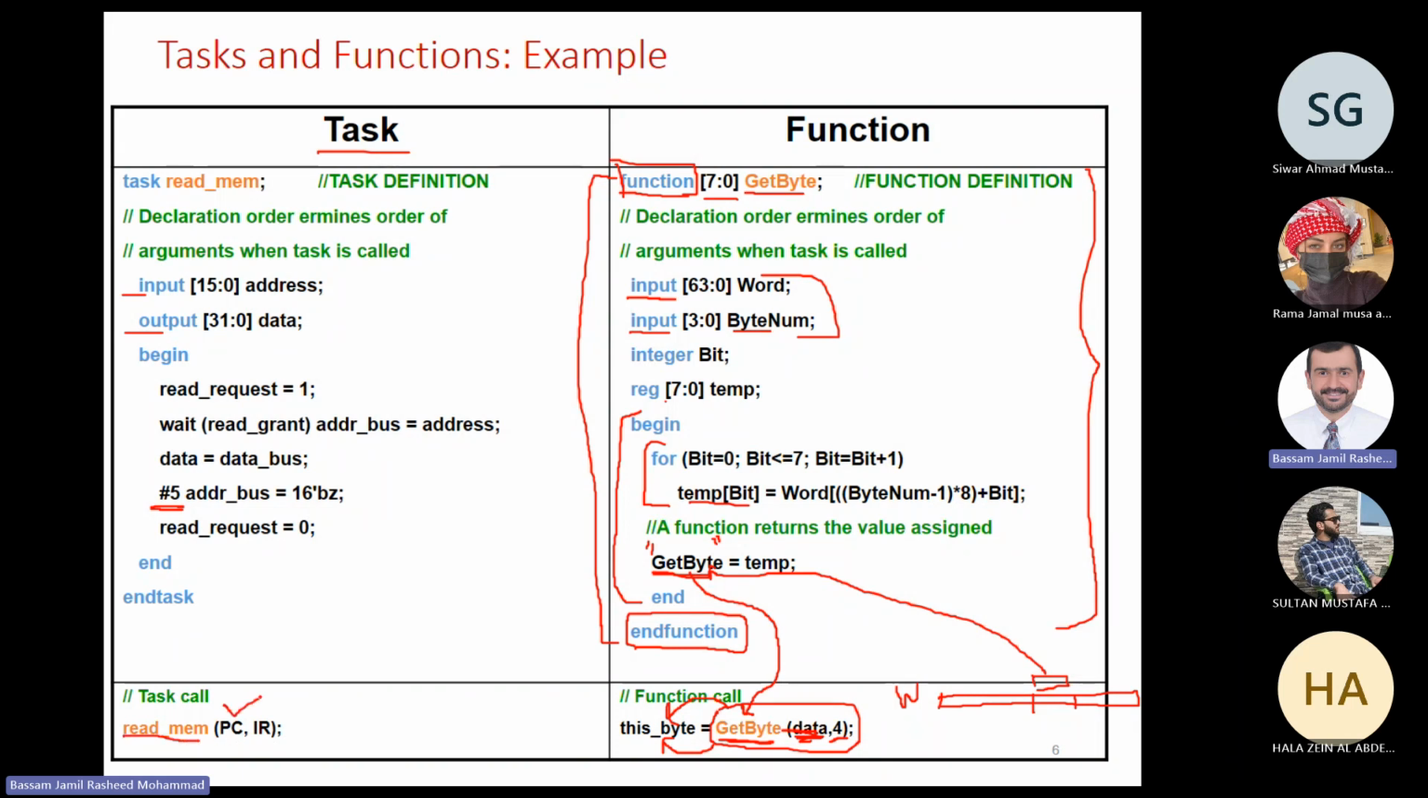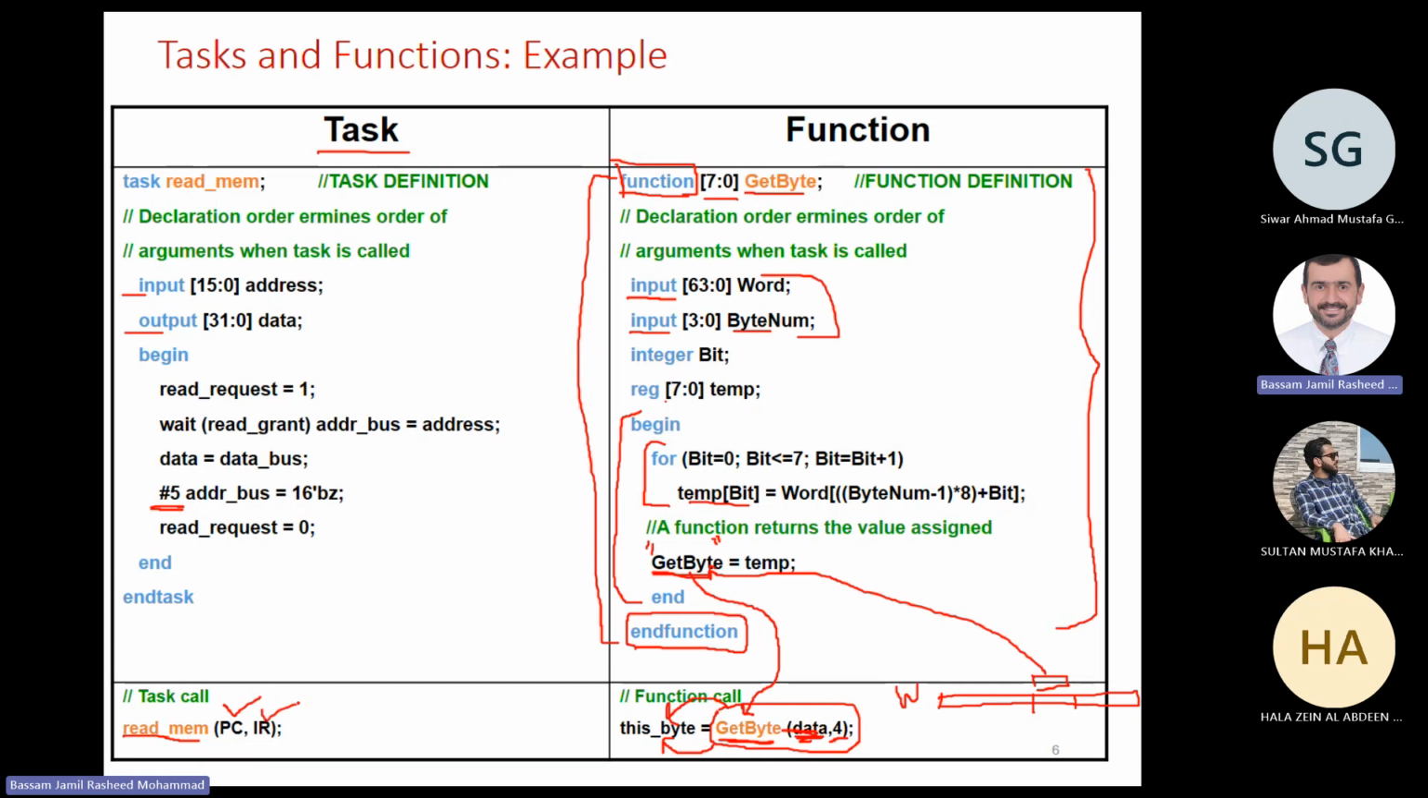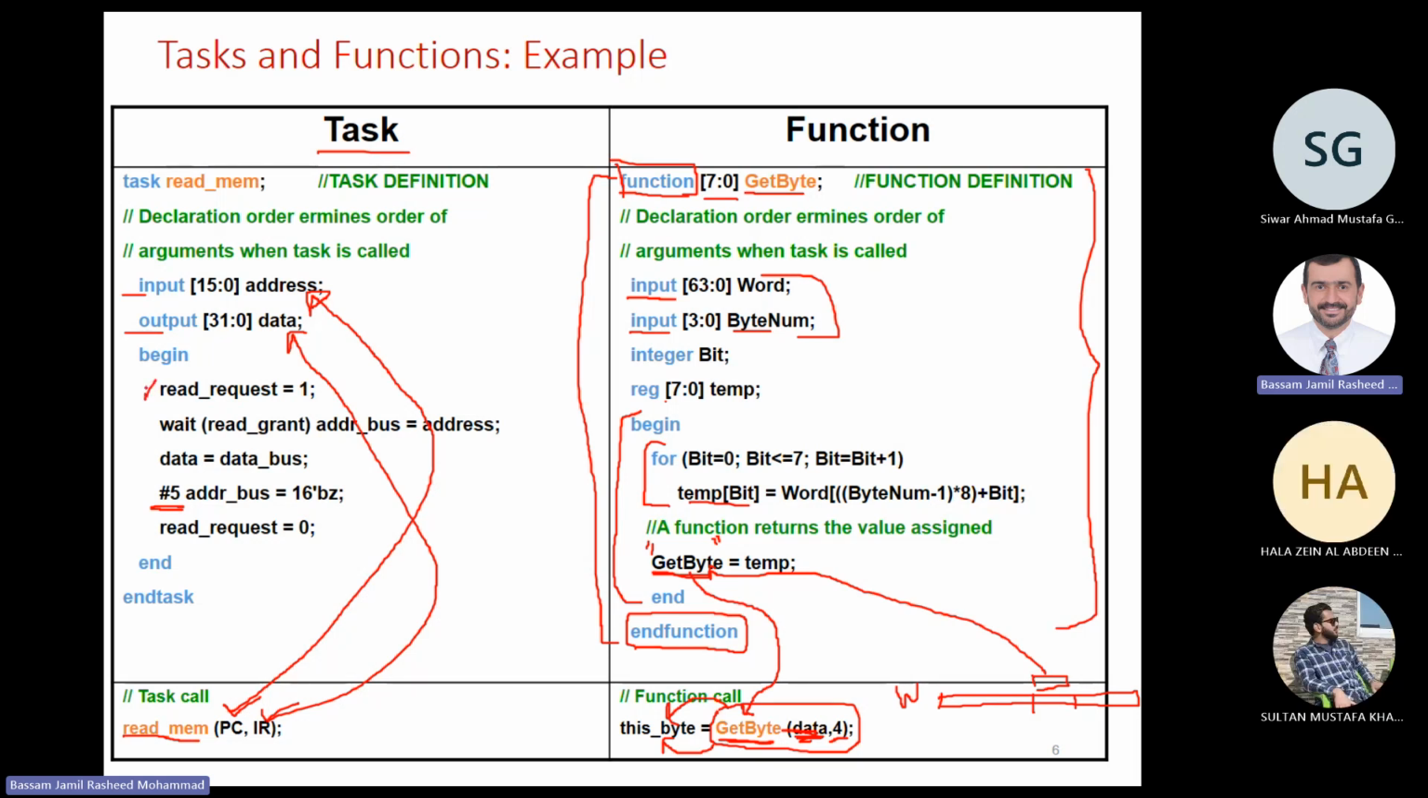For a PC, I'm providing the PC, and I want the data from memory to go to my IR register. So I received the PC here and the address, which is the internal variable, and I received the instruction register in the data here. These are the local names inside the task. So then what do I do? I set a read request to a one. This is on the bus.